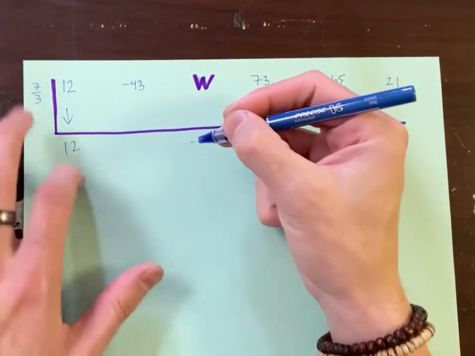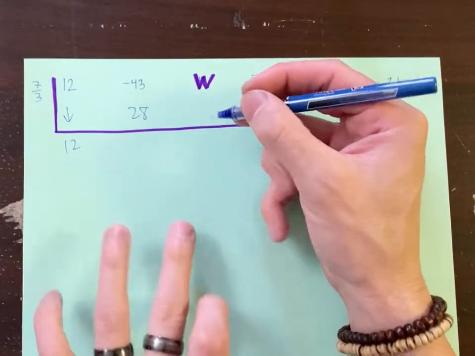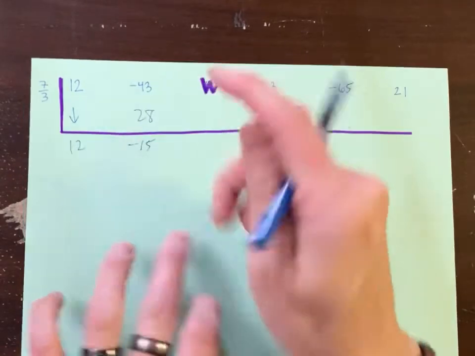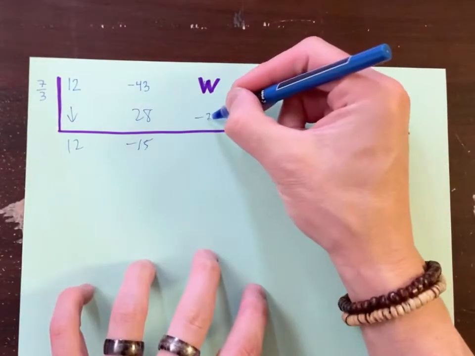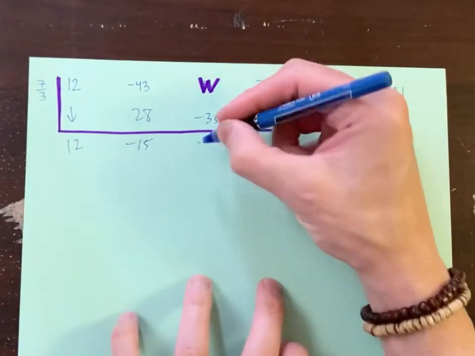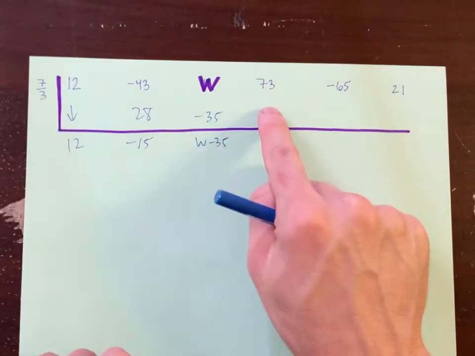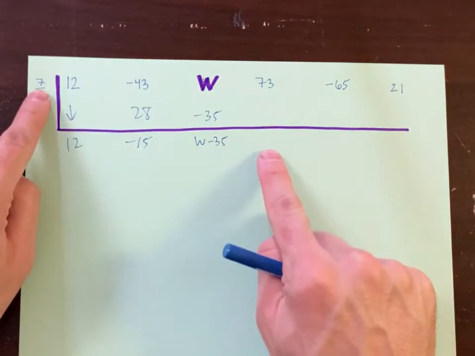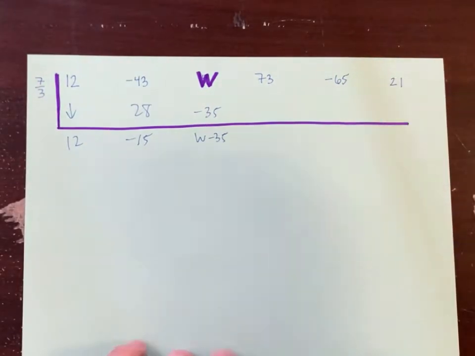and then we go 12 times this, and that would be 28, and then we add these, that'll be negative 15, and then we multiply, and that'll be negative 35, and then we add these, that'll be W minus 35, and then we continue to multiply and put it there and then add, multiply, put it there and then add, multiply, put it there and then add. So let's run through that quickly.